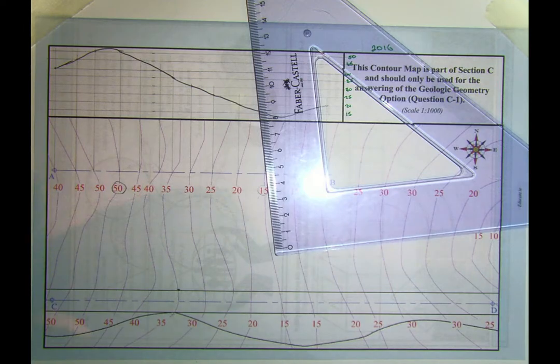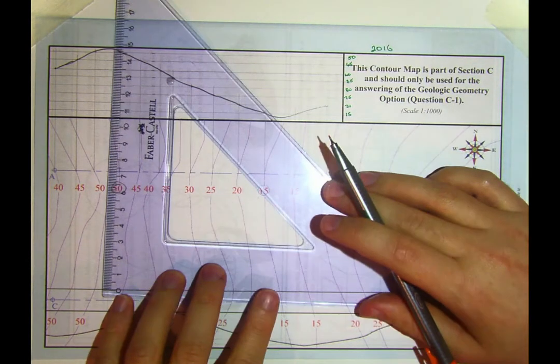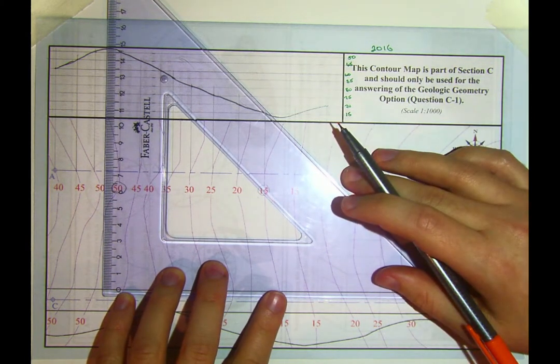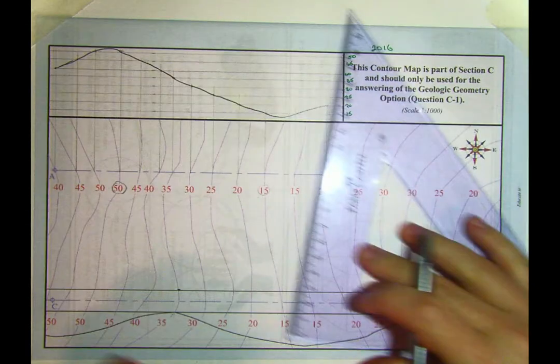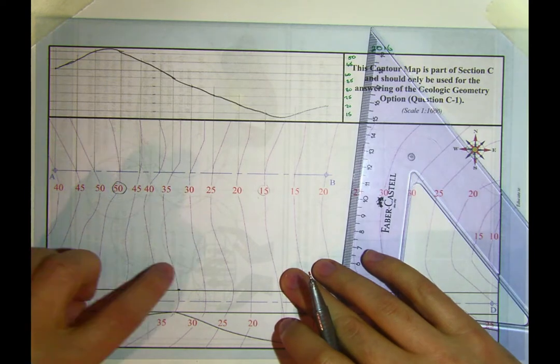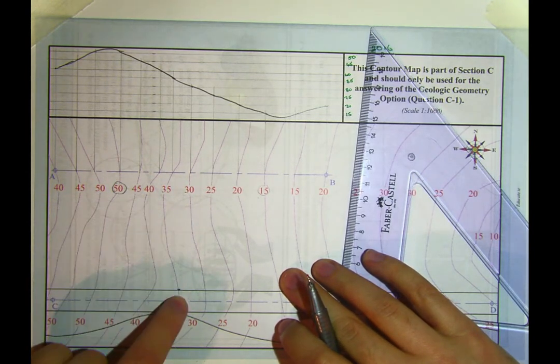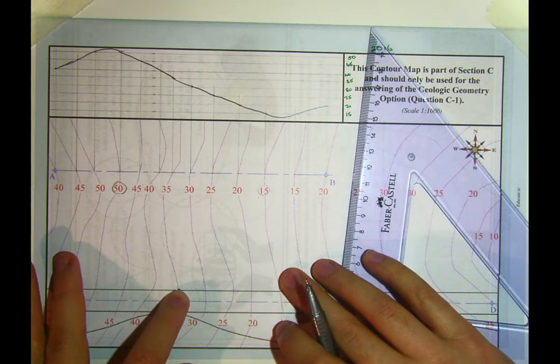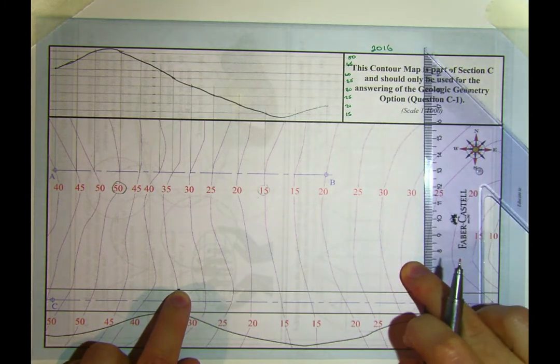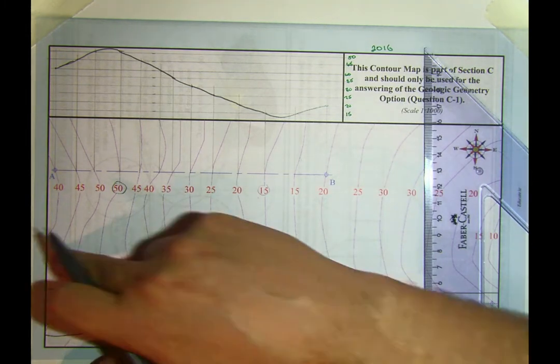Side slopes of 1 and 1 for both the cutting and the embankment means we can just use the same lines going along the side here, for every 5 meters. So over here, this is going to be a cut because it's higher. So 35 is here, all these contours are higher. So 35, 40, 45, 50, they're all higher on this side. This side they're lower, so this is going to be an embankment, building it up. This is a cut.